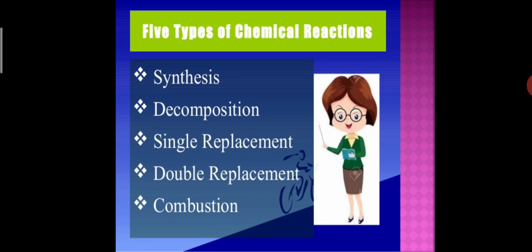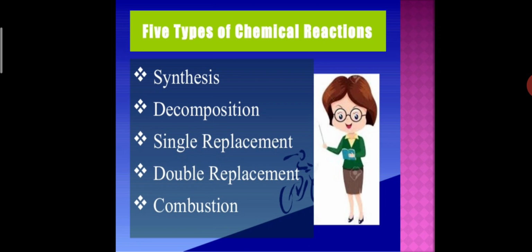In chapter 8, physical and chemical change part 1, we already studied the difference between physical and chemical change. Today, we are going to discuss the types of chemical reactions. Certain patterns are observed in chemical reactions, so chemical reactions are grouped according to their patterns.